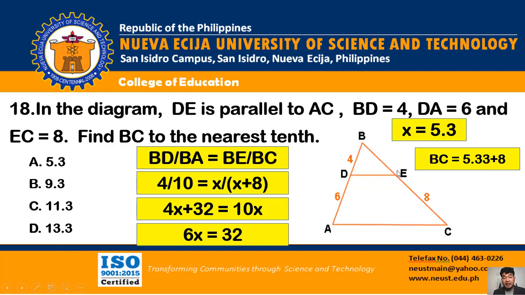This is 5.3. But mind you that we are tasked to solve for BC. Meaning, we have to add 8 to 5.3 to get the measurement of BC. So BC is 13.3, which is letter D.